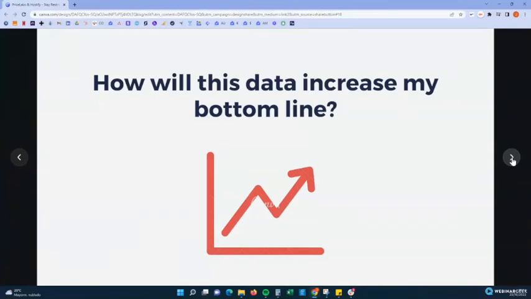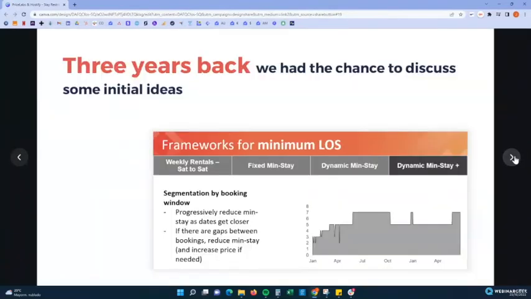Okay, how will this start to increase my bottom line? We've been talking about this for 3 years now. Basically, I don't like saying dynamic minimum stay very much, but it means being able to change your minimum stay restrictions depending on the situation, on the tactic or strategy you are using, on seasonality, on day of the week, weekend versus weekday, etc. Having different minimum stays, not per season only, but depending on a lot of variables.